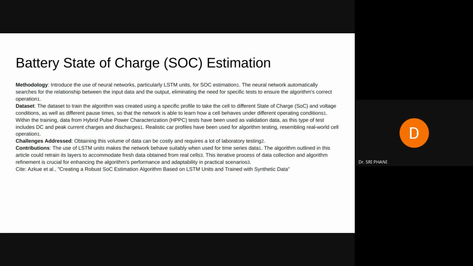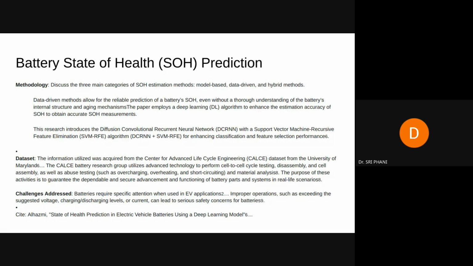The challenge that they have addressed is the data set; the data set contribution is what they're claiming. They have obtained a voluminous data set, which is supposed to be costly and requires a lot of laboratory restrictions. The contribution is that the use of LSTM units makes the neural network suitable when using time series. And they have LSTM based models.